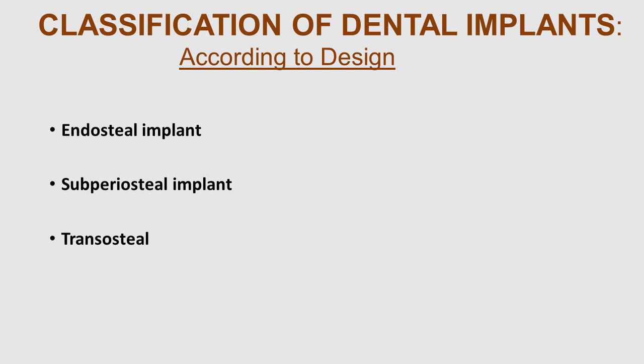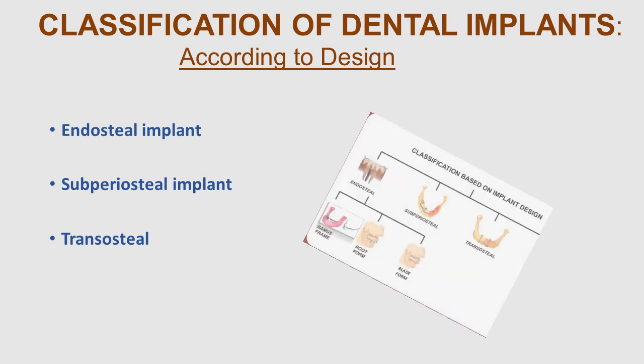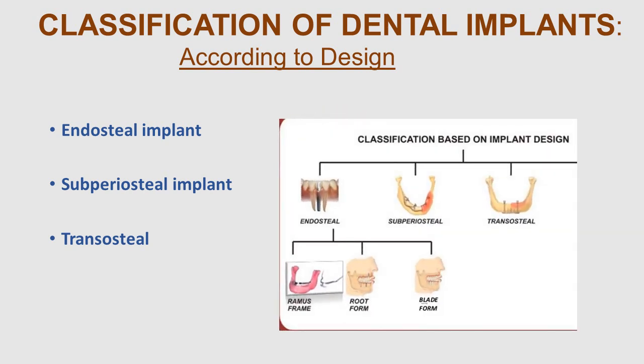Now let's talk about the classification of dental implants. They can be classified according to the design, and there are three basic designs, known as endosteal, subperiosteal, and transosteal. Let's look at the endosteal implants first. Endosteal are further divided into the ramus frame type, the root form, and the blade form. Root form are the most commonly used and the most popular implants.